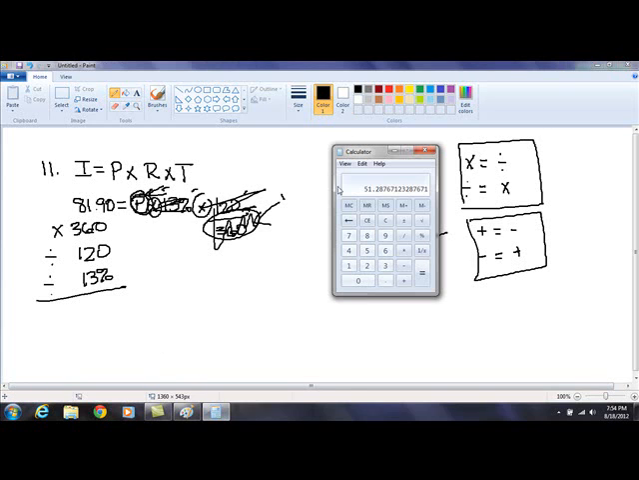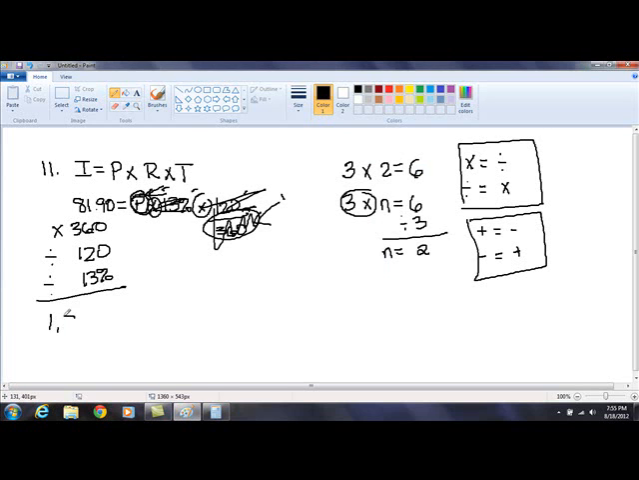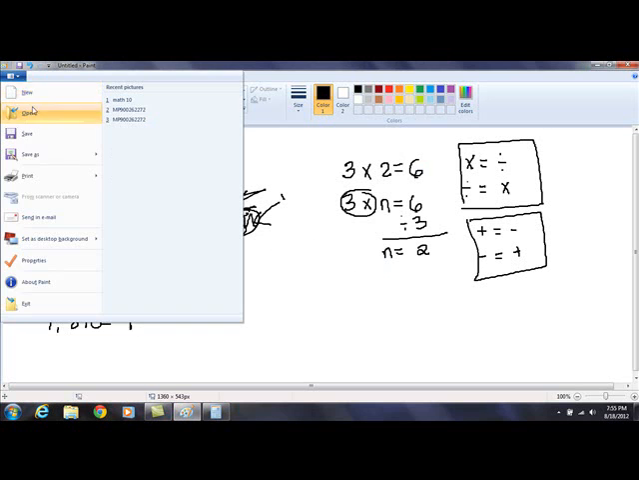So now all I'll have to do is bring out my handy dandy calculator and put in 81.90 times 360 divided by 120 divided by 0.13. And my results, 1,890 equals P. Easy? I hope you think so. Let's do the next one. That way we'll get an example of all of them.